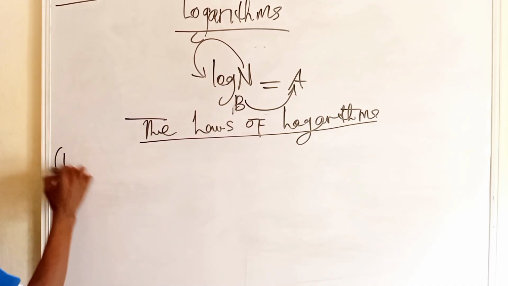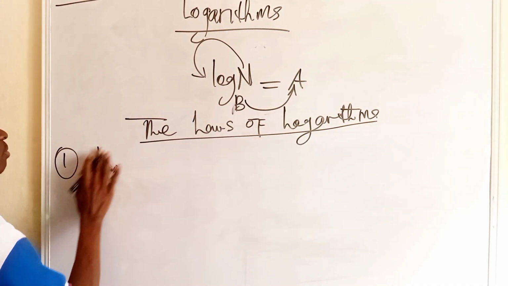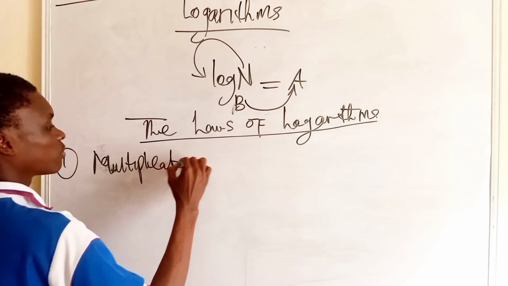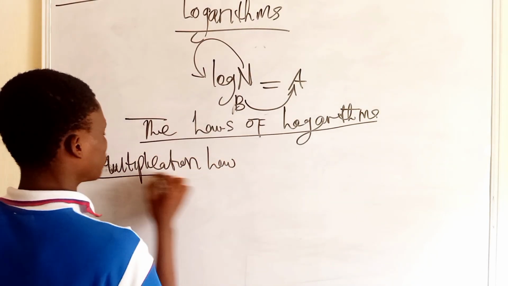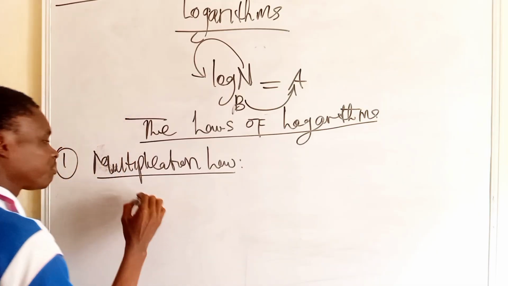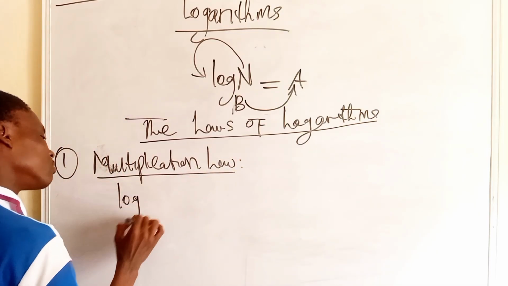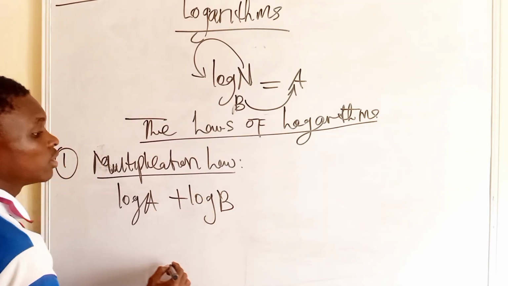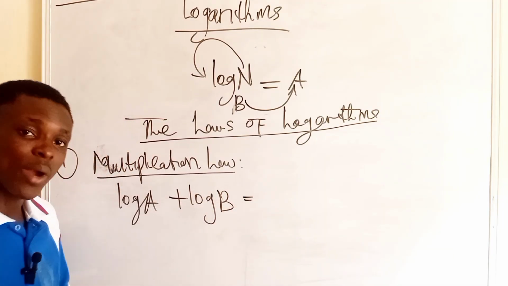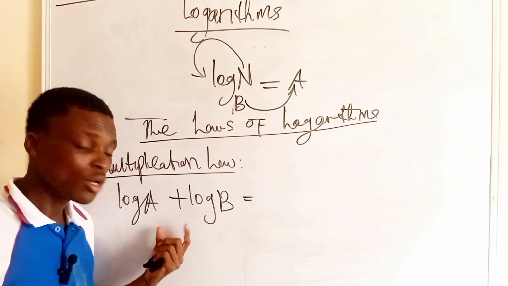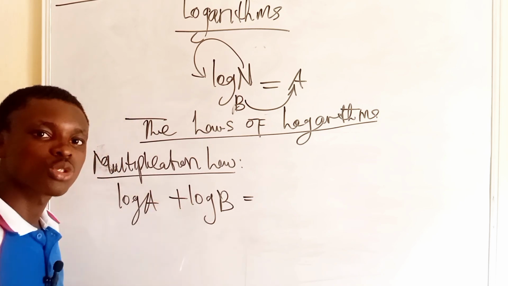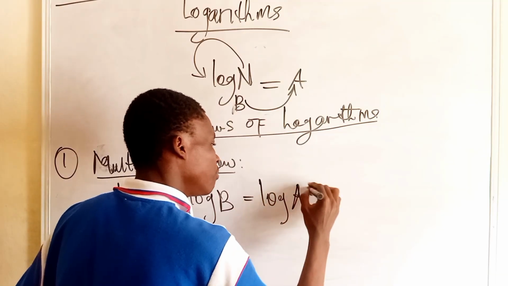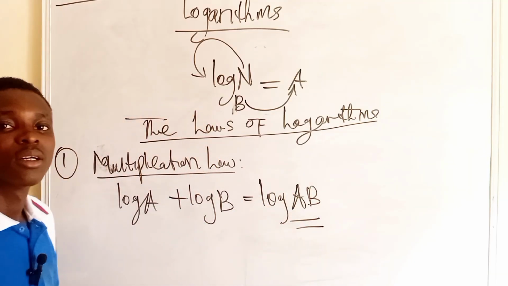That is law 1. We have the multiplication law. So if we have log A plus log B, this equals, the law said if we are adding and the two bases are the same, we take one of the bases and multiply the two logs together. So this is log of A times B, which gives us AB, and this is the proof for it.